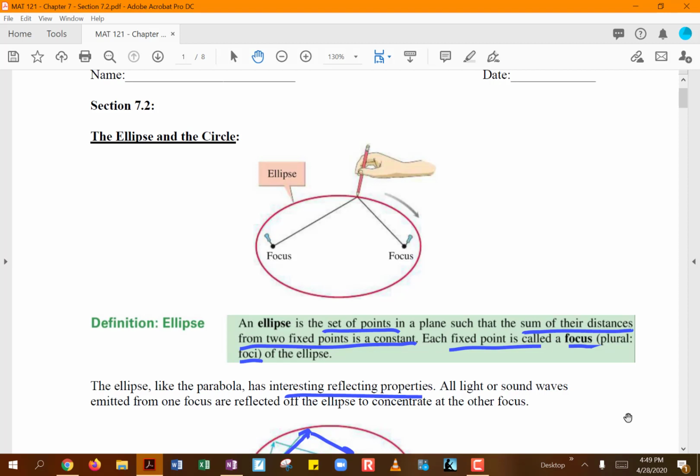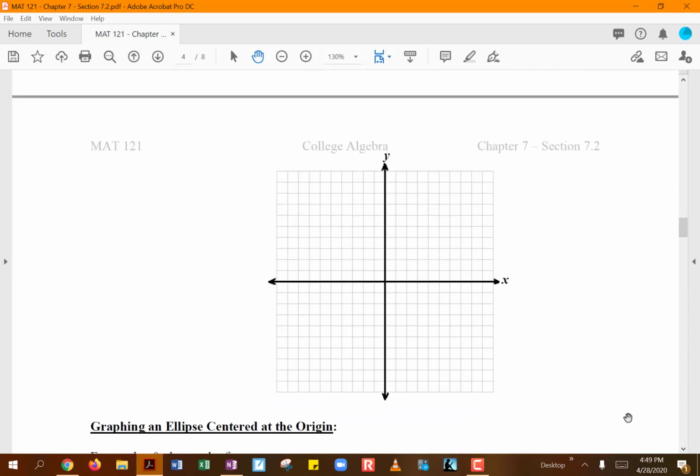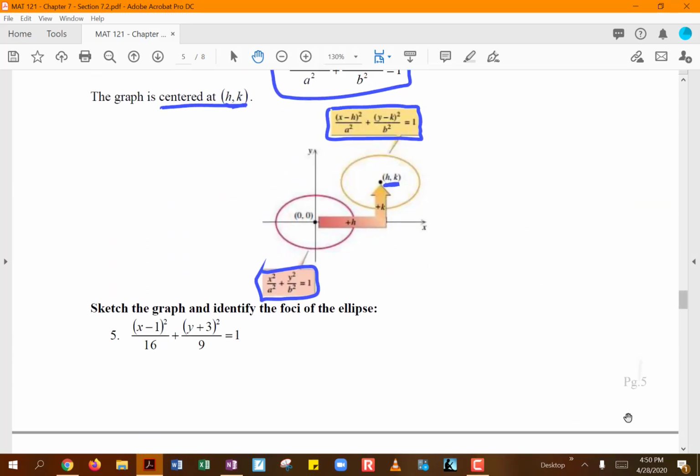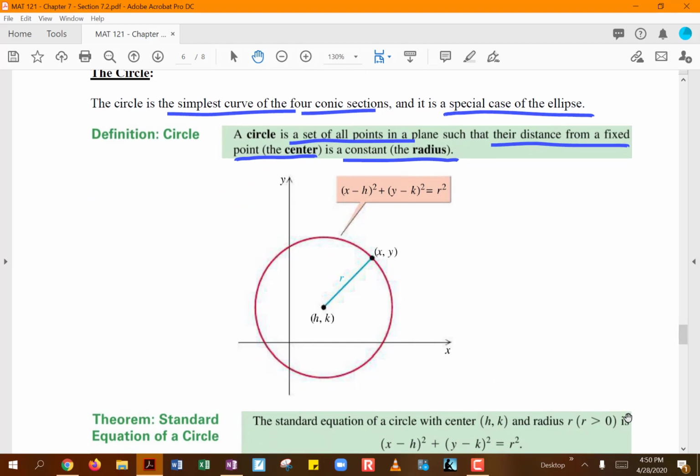So if you just bring these two foci together, moving them horizontally in this case, it will end up forming a circle where, instead of having two foci, you just have one point in the middle, which is what we call the center of our circle. As a definition, a circle is a set of all points in the plane such that their distance from a fixed point, the center, is constant, which is the radius. That distance from the center to any point on the circumference is the same, which is what we call the radius.